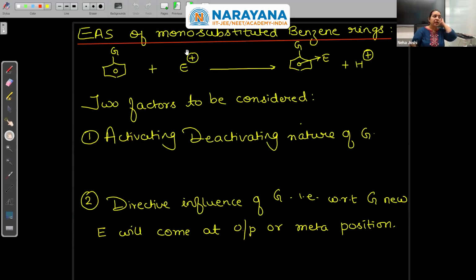Okay. EAS of mono-substituted benzene ring. If I have a mono-substituted benzene ring like PhG, then what will be the effect of this G on E plus attack? Okay. So G will have two impacts. First, either it is called activating, deactivating nature, or we have to take that in its presence, this E will now go to what place?